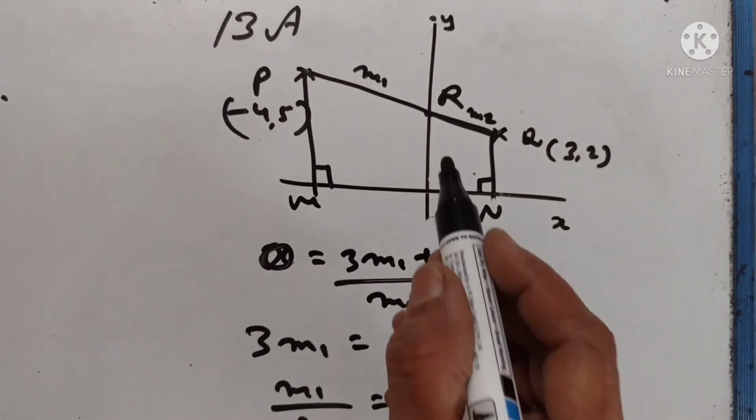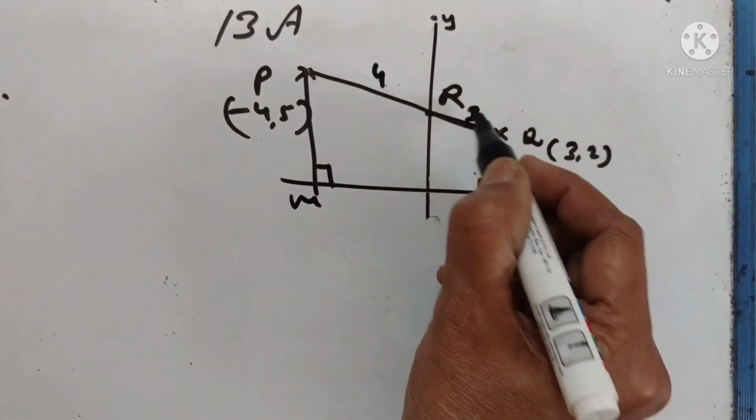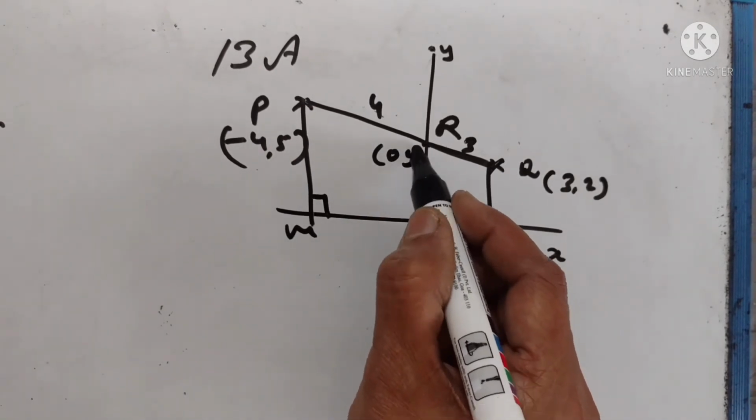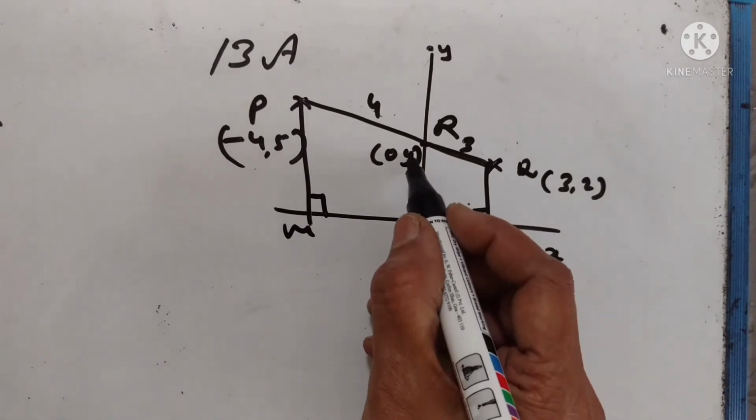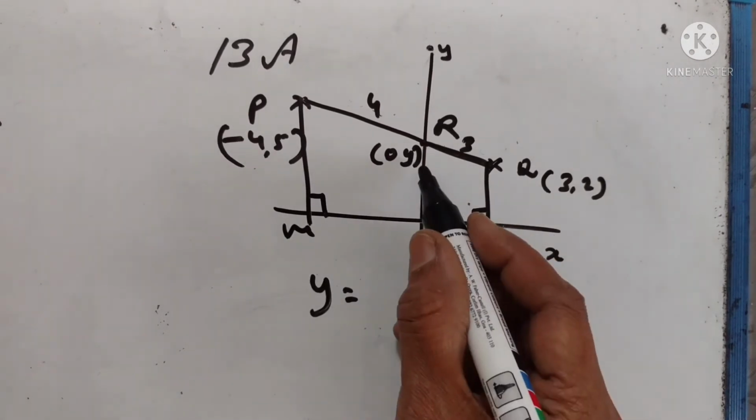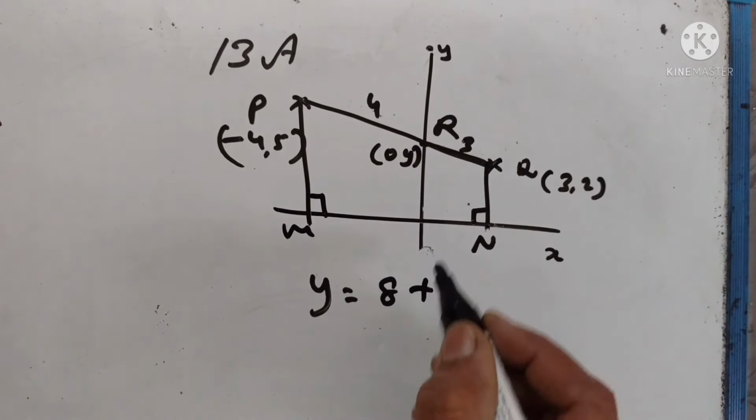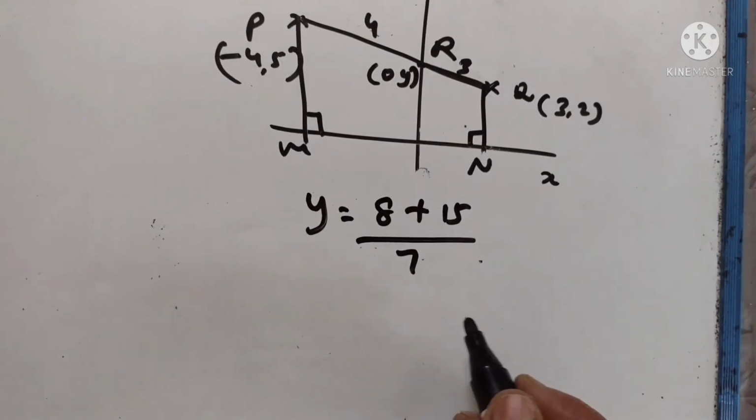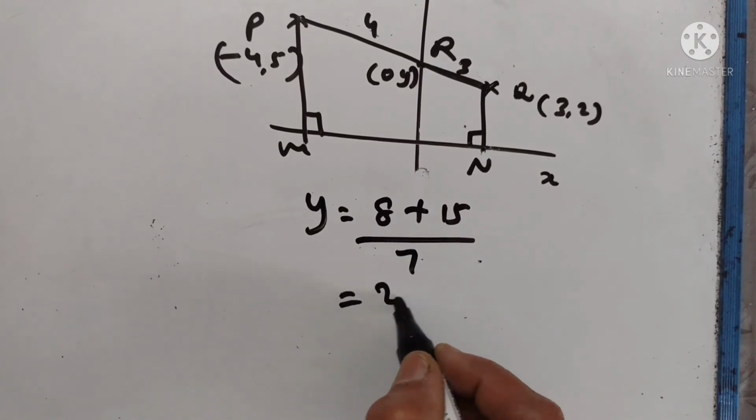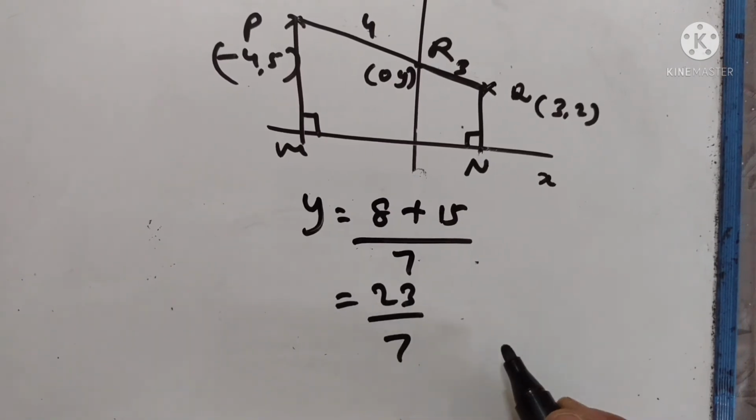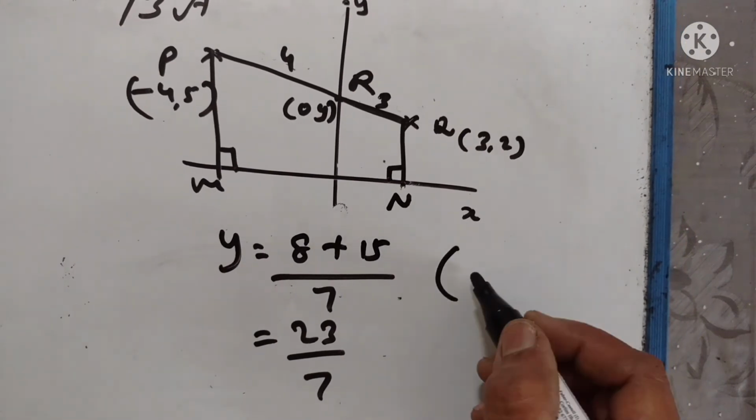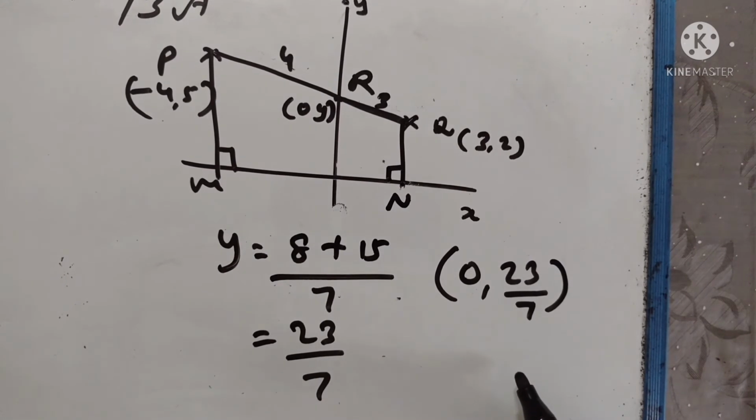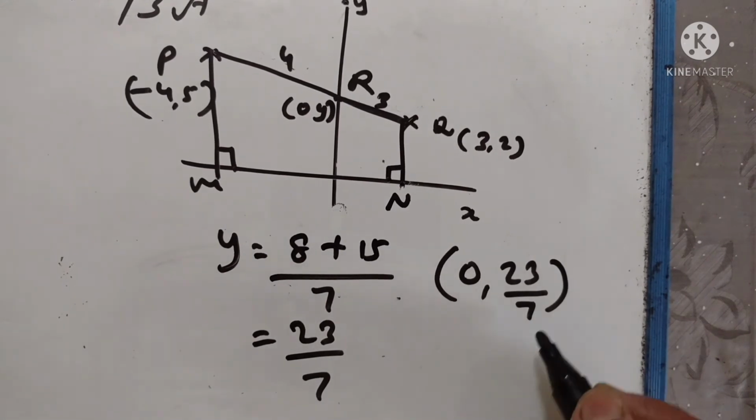Now let's find the coordinates of R. X is 0 here, we have to find Y. So Y is equal to (4 into 2, 8, plus 3 into 5, 15) upon (4 plus 3, 7). 15 plus 8 is equal to 23, 23 upon 7. The coordinates of R are (0, 23 upon 7).